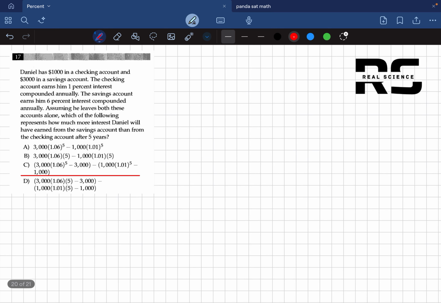Let's look at number 17. Oh, this is a good, big question. Daniel has $1,000 in a checking account and $3,000 in a savings account. The checking account earns him 1% interest compounded annually.